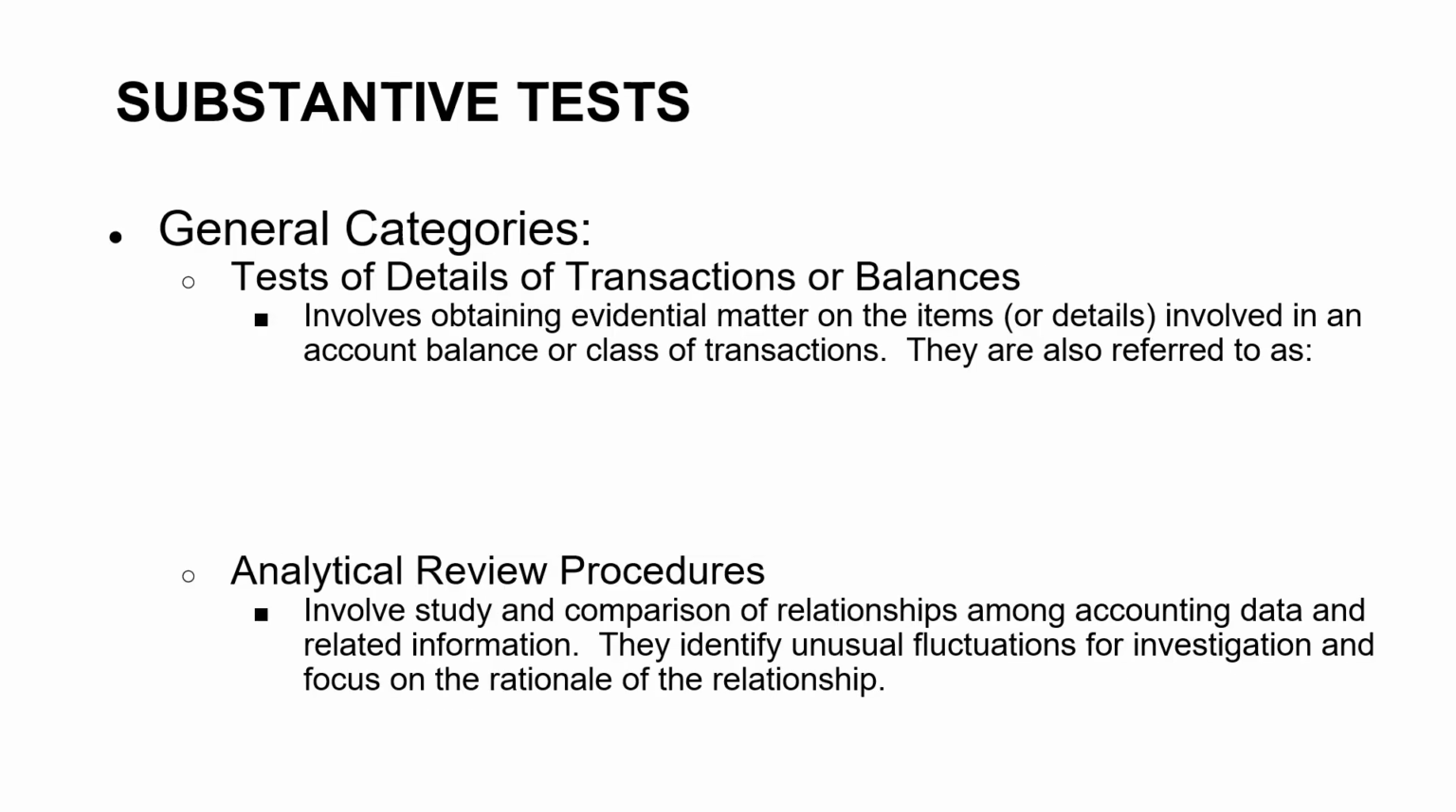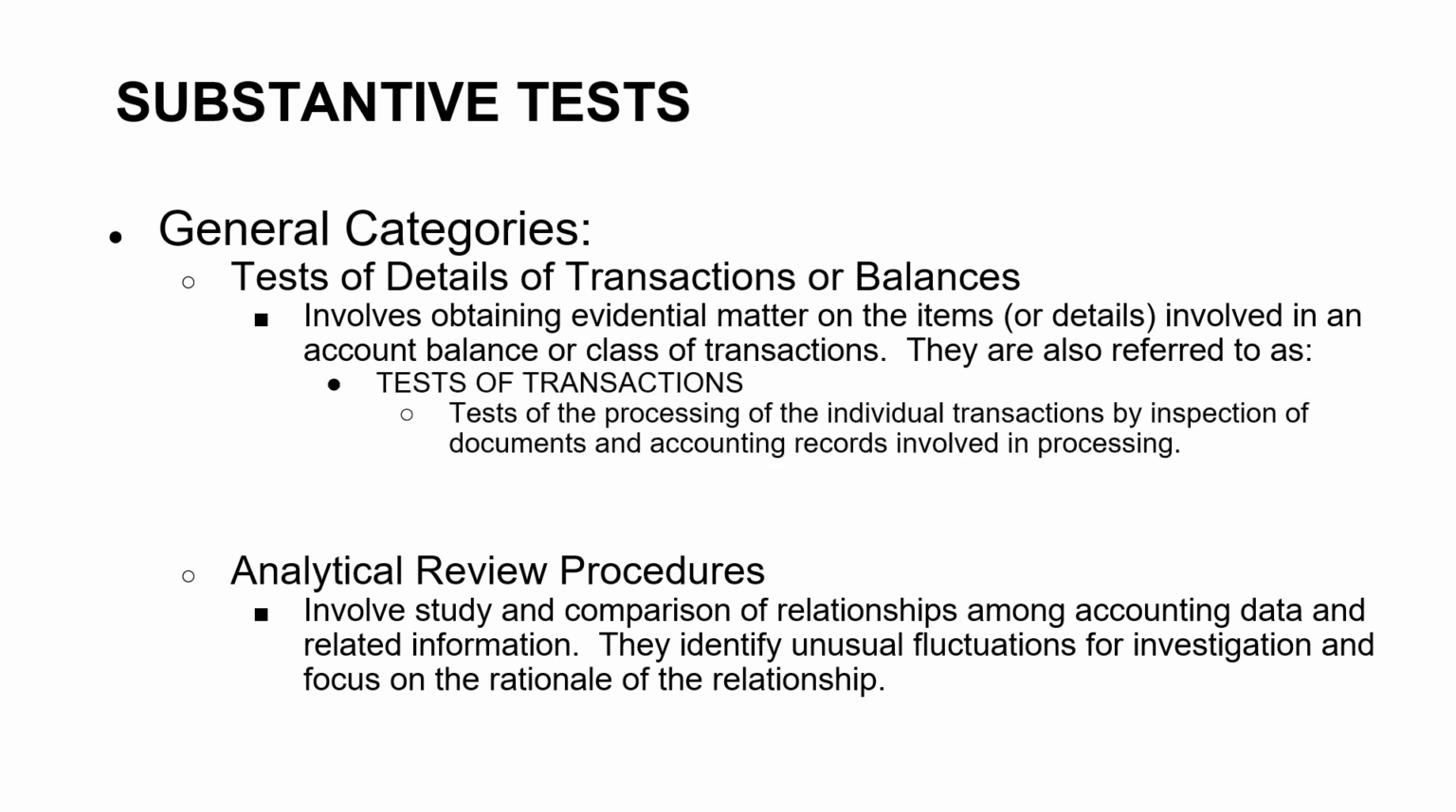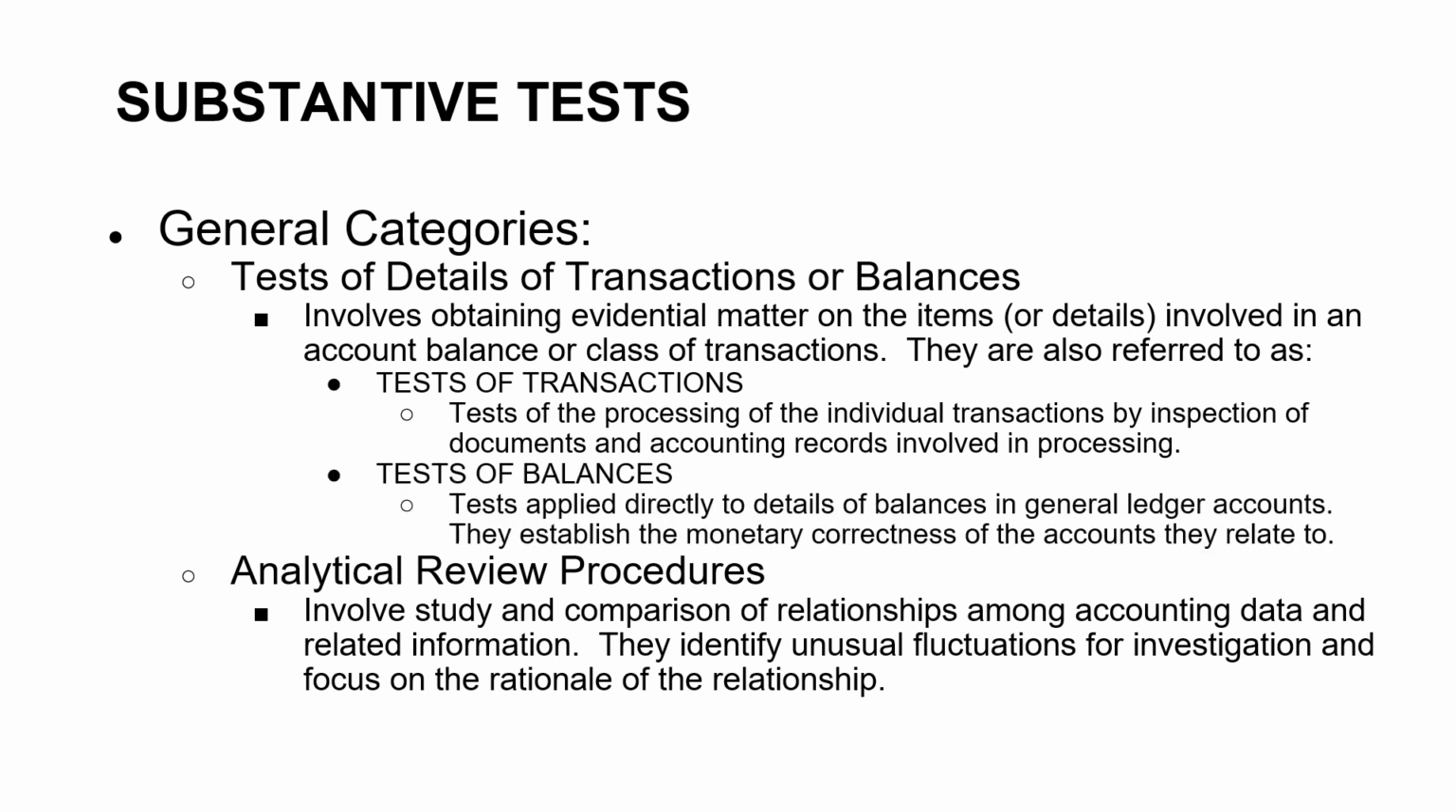Okay, now putting our focus on substantive tests, there are two general categories. We can call them substantive tests of details, and these could either be details of transactions or details of balances. So when we mention substantive tests of details, this will involve obtaining evidential matter on the items or details involved in an account balance or class of transactions. As mentioned, they can be referred to as tests of transactions or tests of balances.